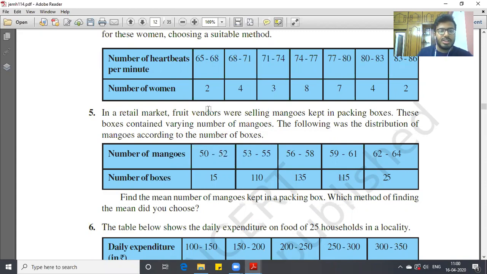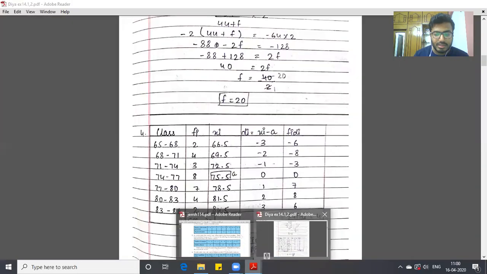Now look at the question. In a retail market, fruit vendors were selling mangoes kept in packing boxes. These boxes contain a varying number of mangoes. The following was a distribution of mangoes according to the number of boxes. So for the number of mangoes 50 to 52, there are 15 boxes, and so on. We'll look into the answer.